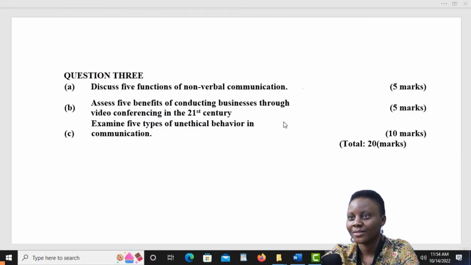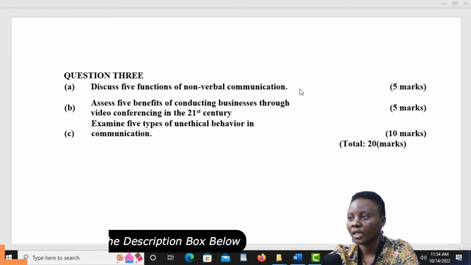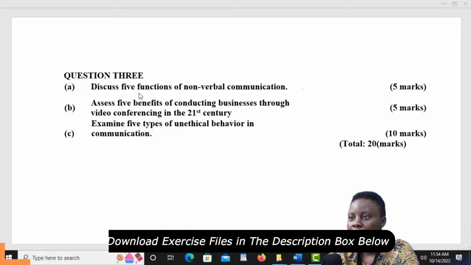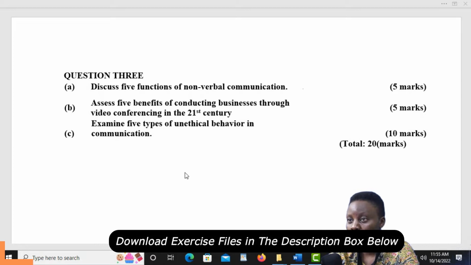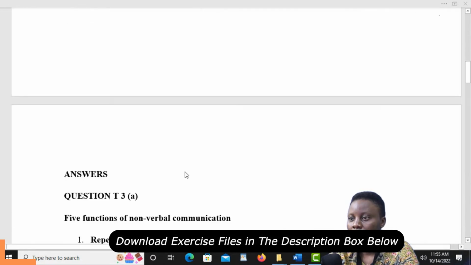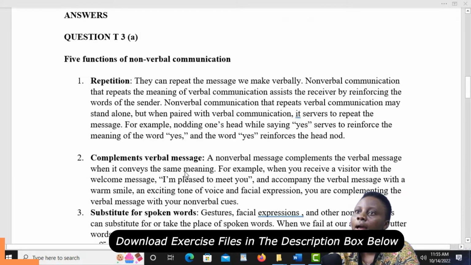Hello, welcome again. Question 3 of the April 2022 past paper. As you can see, question 3A says, discuss 5 functions of nonverbal communication. And on to our answer here.